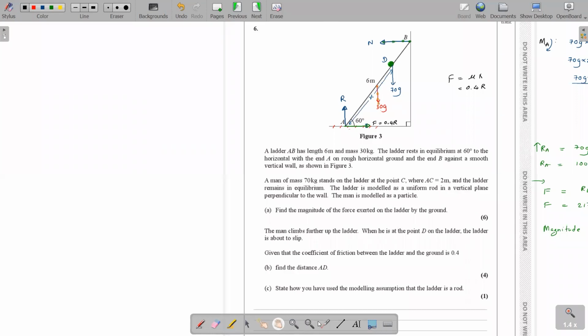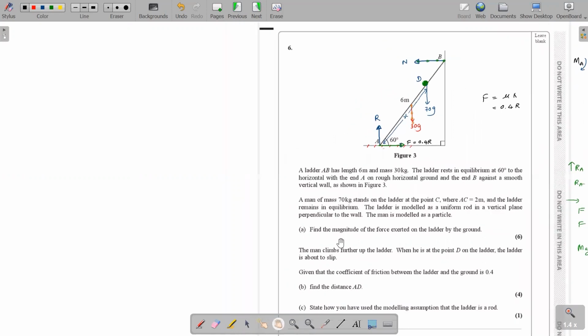Okay, so again, what is the thing we do? Again, we do vertical equilibrium, horizontal equilibrium, and moments. So there's no difference. Part B, it's the same story. But now in part B, we have more control. If you take vertical equilibrium, you can see R will be equal to 30G plus 70G. Do you agree with me? Which means the normal reaction on the ground is equal to 100G.